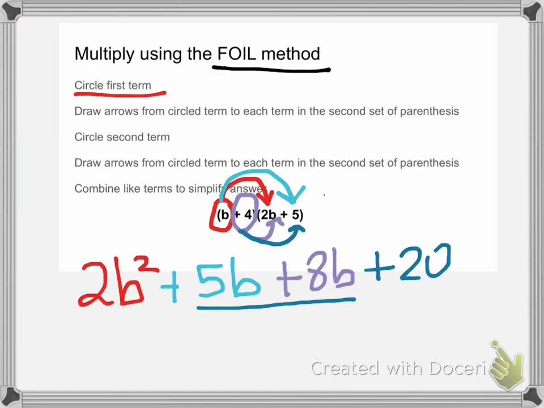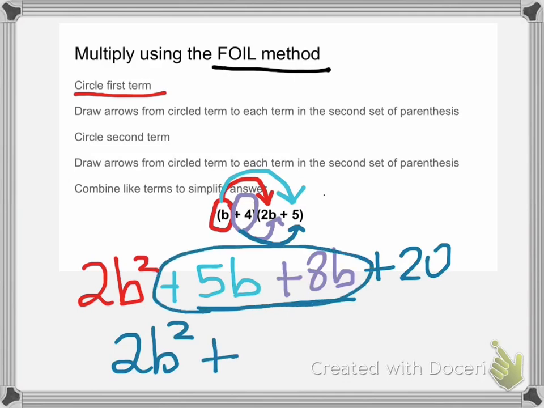So again, I want to combine my like terms. These are my like terms. So 2B squared does not have a like term. If I combine my like terms, positive 5 and positive 8, that gives me 13B. And then bring down my positive 20 because it has no like terms. So today you can use either method. We're going to practice both and learn how to multiply polynomials.